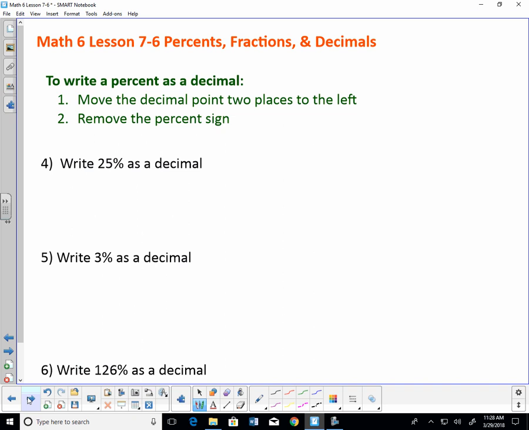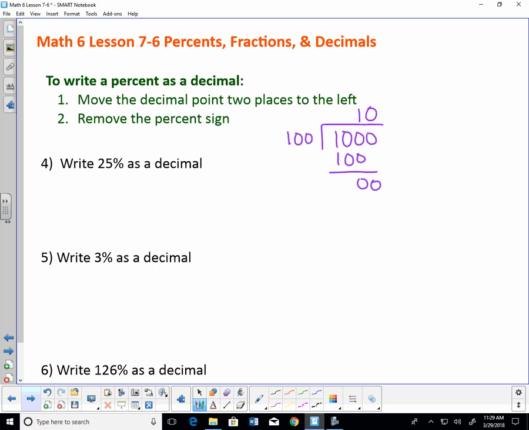Now let's take a look at how we're going to write a percent as a decimal. Remember, percent means per 100. So if I want to change a percent to a decimal, I'm going to take that percent and divide it by 100. But the nice thing about dividing by 100, if I took 1,000 and I divided it by 100, 100 will go into 100 one time. 100 will go into 0 times. So 1,000 divided by 100 is 10.